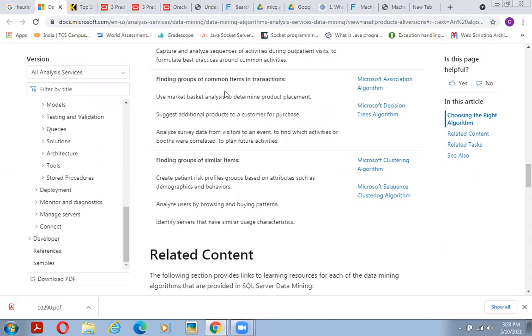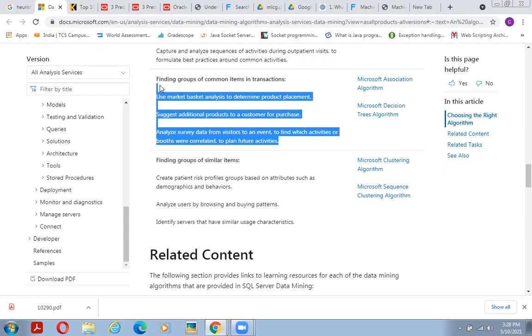Next is finding groups of common items in transactions. What we do is use the association algorithm. When we go for the common, we need to associate those things. We will go for the association algorithm and decision trees. Decision tree is a very optimal thing. It can be implemented anywhere, because with the help of the decision tree, we are able to get the variables for our calculation. So we use market basket analysis to determine product placement, suggest additional products to a customer for purchase, analyze survey data of visitors to an event to find which activities and booths are correlated to plan future activities.